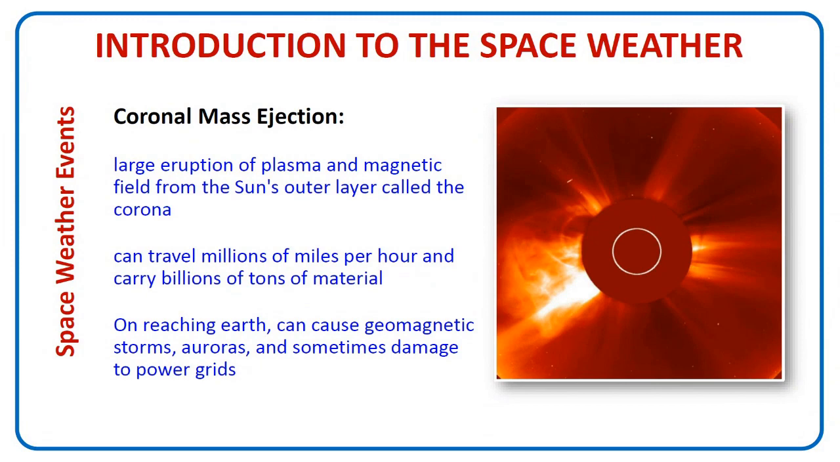So why is it getting detached from the sun? There is always plasma associated with the magnetic fields. Now, when the magnetic fields get reconnected, the part that detaches from the main field travels out and carries billions of tons of material. So on reaching the Earth, they can cause geomagnetic storms, auroras, and sometimes damage to power grids also, as I have mentioned.